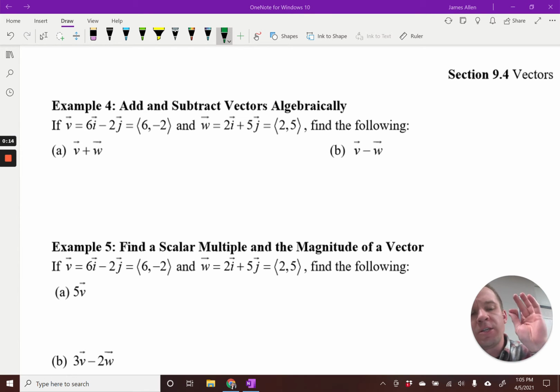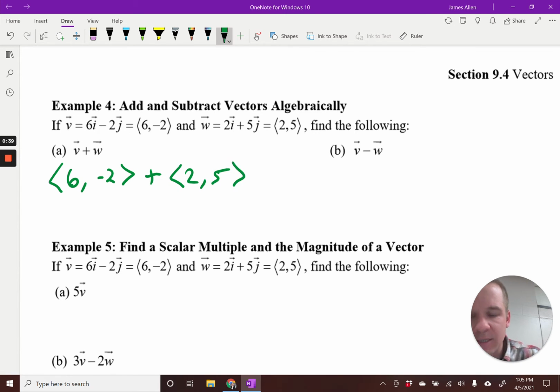All right. So algebraically, adding, subtracting vectors. I think a lot of you might enjoy this method a little bit more than the graphical approach, but who knows. With these, we're just adding our x and our y components, or our i and j components together. So if I write this one out, 6, negative 2 plus, and then since w is 2 and 5, we got that guy next. Now I'm just going to add the 6 and 2 together to get 8. Negative 2 and 5 together to get 3. Pretty darn straightforward, right? Nothing crazy.